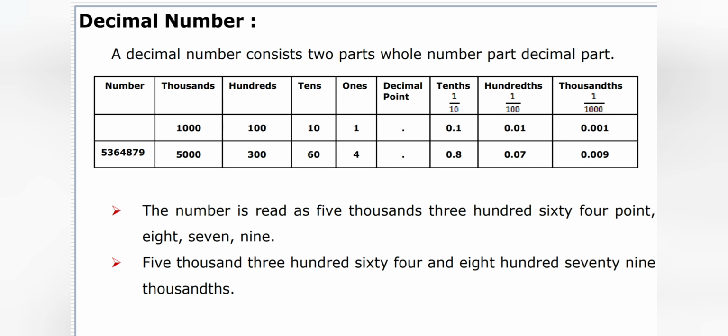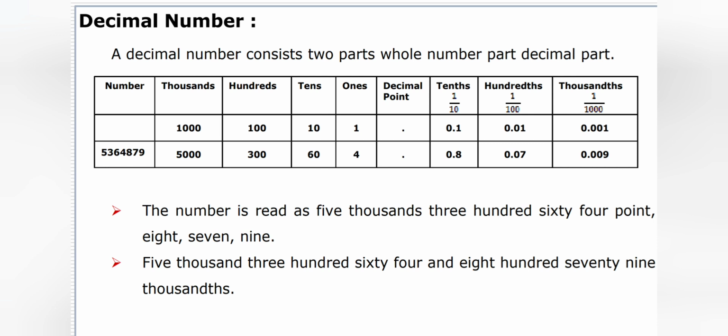5364.879. I have put this number in the place value chart. 5 is at thousands place, so the place value of 5 is 5000. 3 is 300. 6 is 60. 4 is 4 ones. Then decimal point. Then 8 is at the 10th place, so 0.8. 7 is at the 100th place, so 0.07. And 9 is at the 1000th place, so 0.009. So you have understood this.